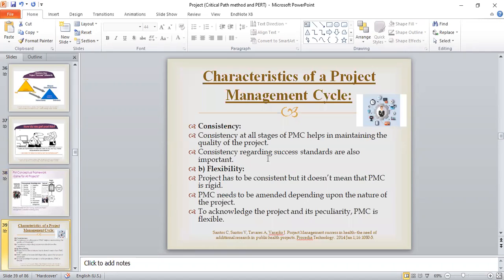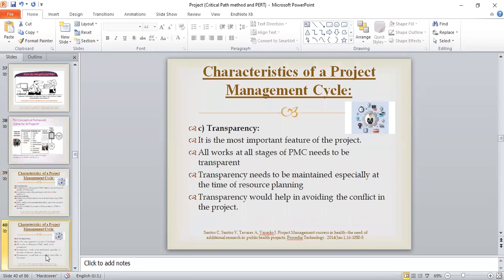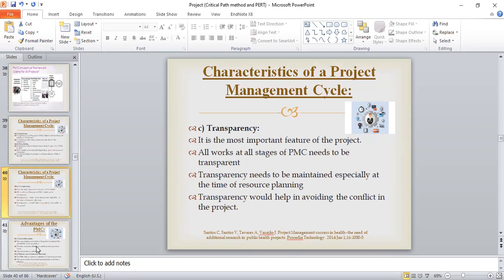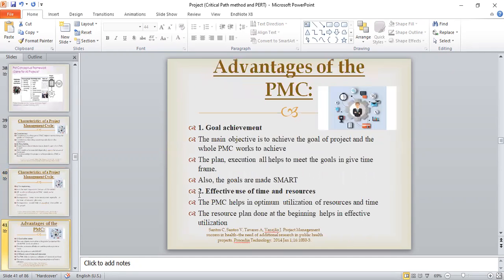Characteristics of the project management cycle include consistency at all stages, and consistency regarding standards. The project has to be consistent, but that does not mean the project management cycle should be rigid. It should be flexible. It should be transparent, which is the most important feature of a project. At all stages of work, transparency needs to be maintained. Goal achievement.